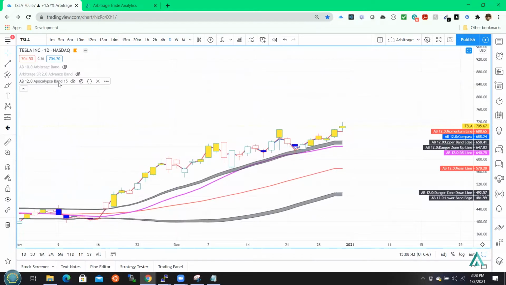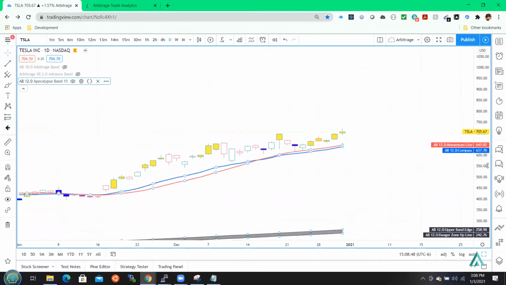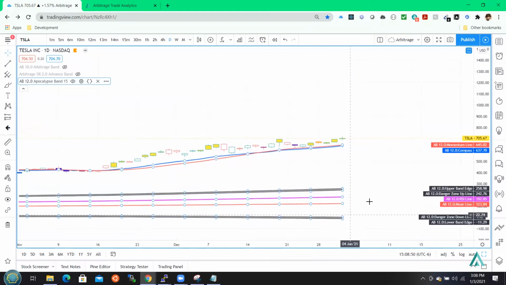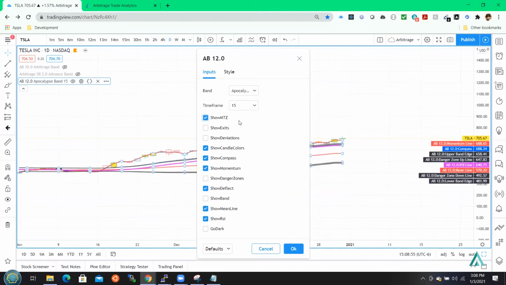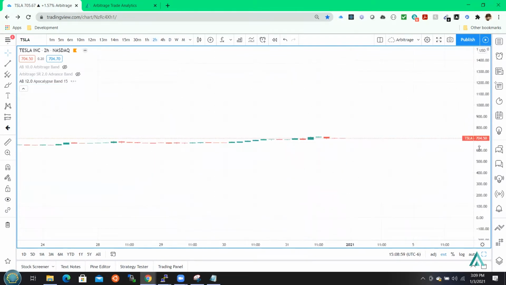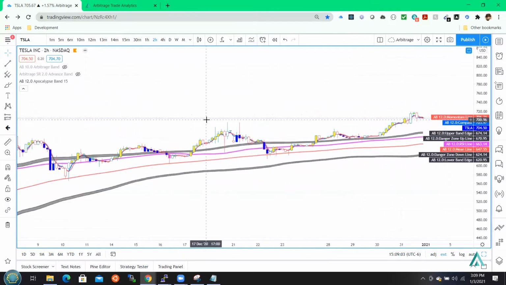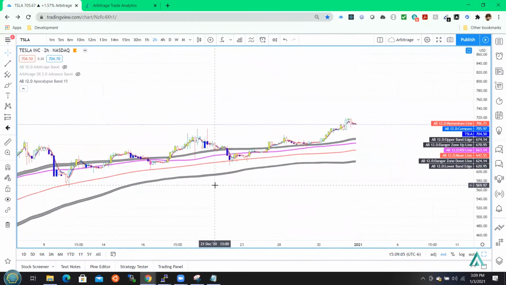If I want to see, for example, the daily, I can turn that off and it defaults back to the apocalypse band that belongs to the daily. Or I can say, okay, I only want to watch the one that's on the 15 and I don't care where I am or what I'm looking at. No matter which time frame I'm on, it's locked on the 15-minute time frame to keep my trade in focus. So when I set alerts, my alerts are always set to whichever time frame I lock myself within.